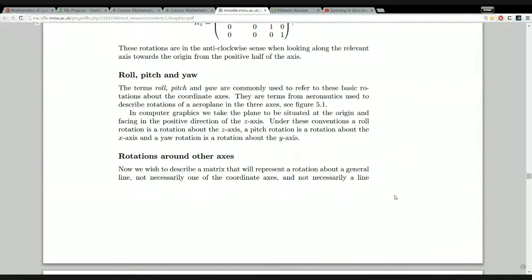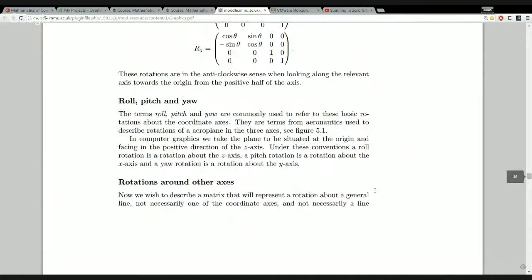Well, just as we did for describing a general scaling, we first described a special scaling about the origin. And then we were able to describe a general scaling by dragging everything to the origin using an appropriate translation, doing the scaling about the origin, and then sending everything back to where it should be using the inverse translation. We do a similar kind of thing with rotations.